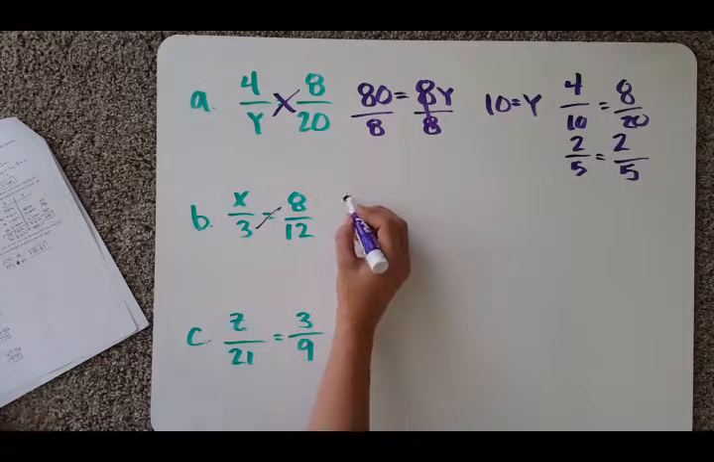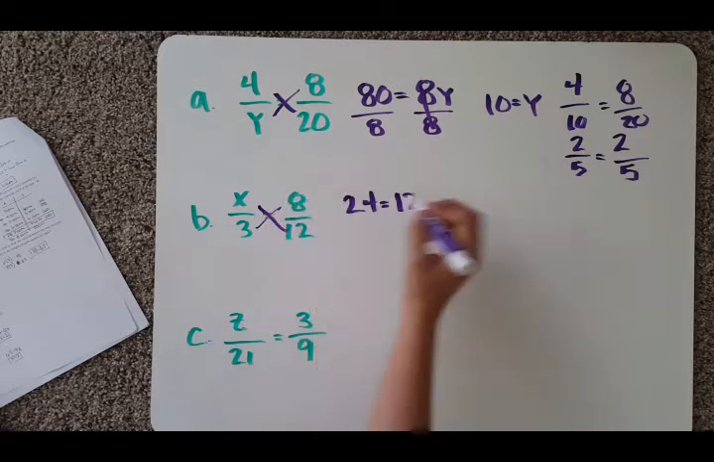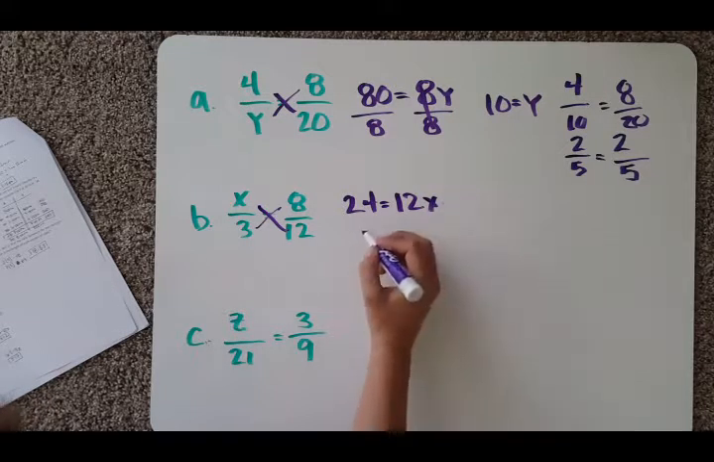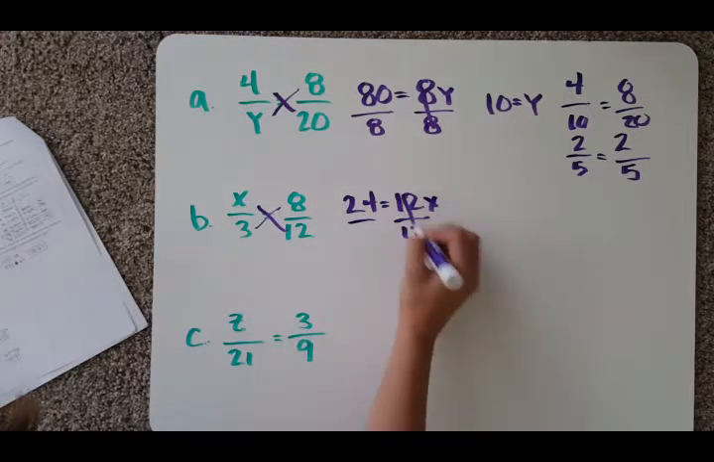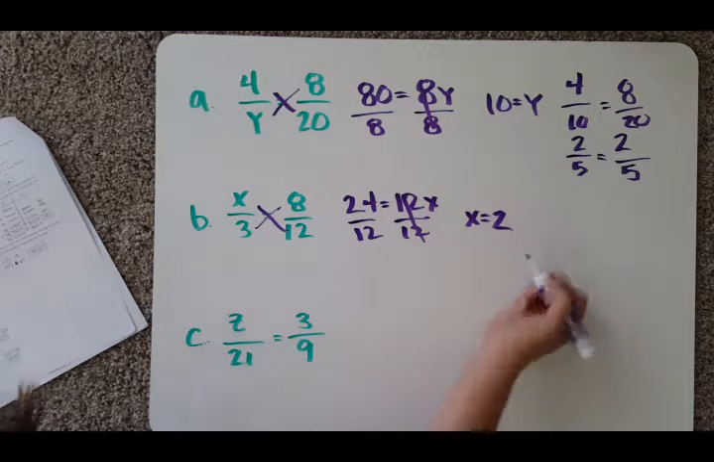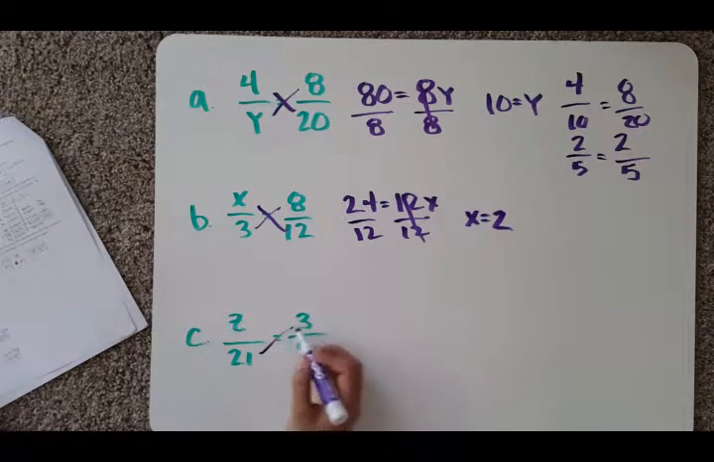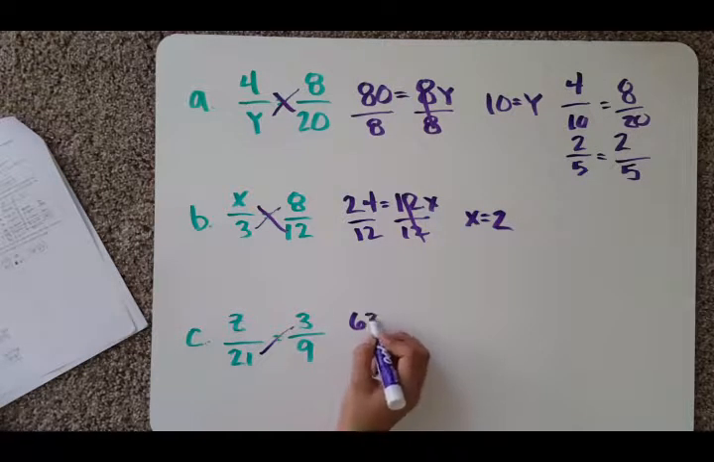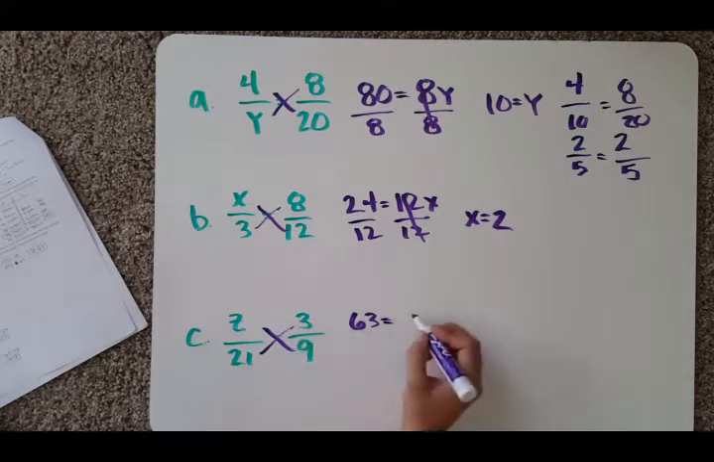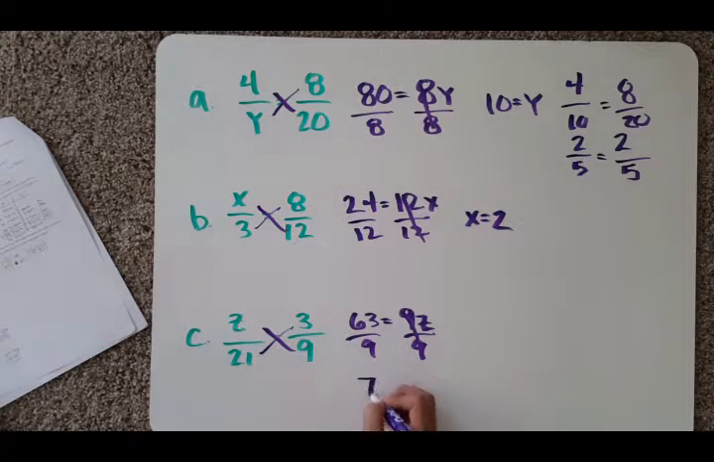And you can do the same things with these other ones. So 3 times 8 is 24, which is equal to 12x. Divide by 12. X is equal to 2. And you could once again plug in and find the same answer. 63 is equal to 9z. Divide. 7 equals z.